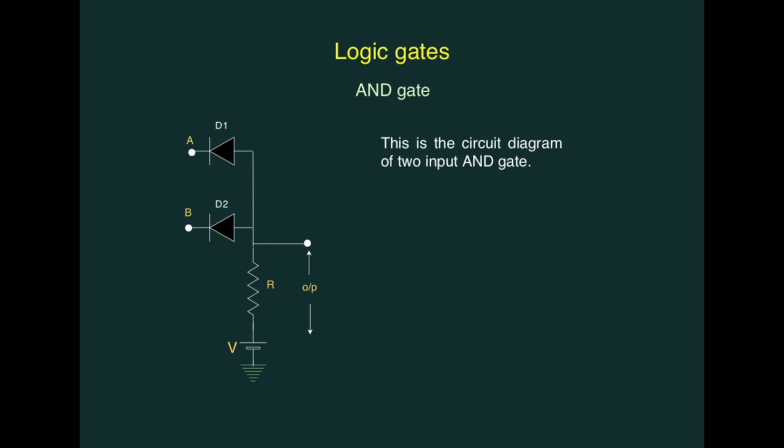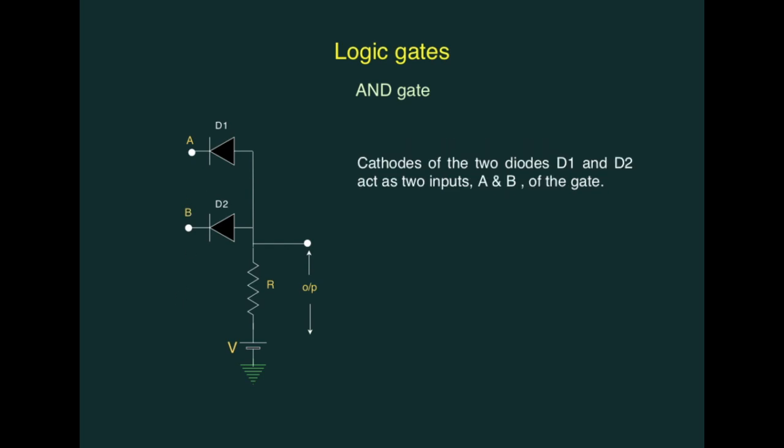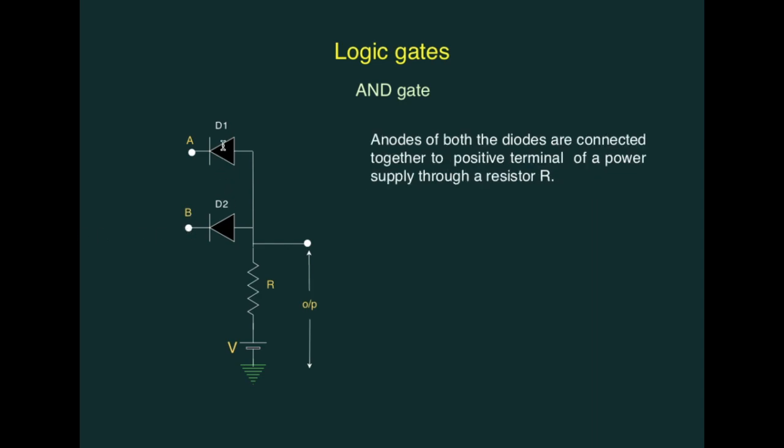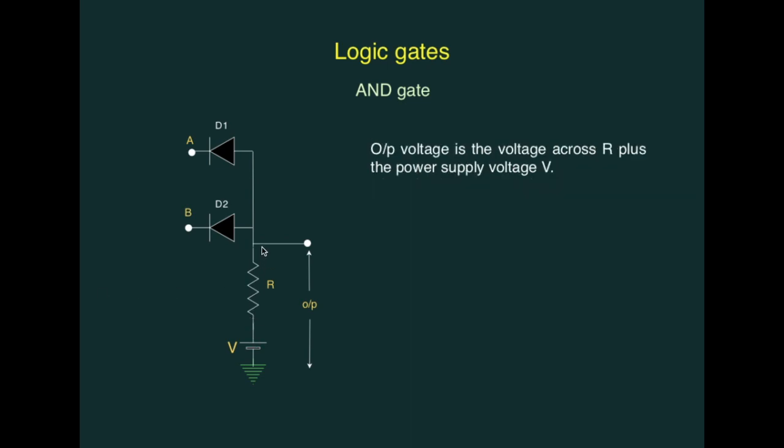Let us now see the circuit of AND gate. So this is the circuit diagram of two input AND gate. Terminals A and B, which are the cathodes of the two diodes D1 and D2, will be the two inputs of this AND gate. Anodes of the two diodes are connected together to a positive terminal of this power supply through a resistance R. Output voltage of this gate is now the voltage across R plus the power supply voltage V.